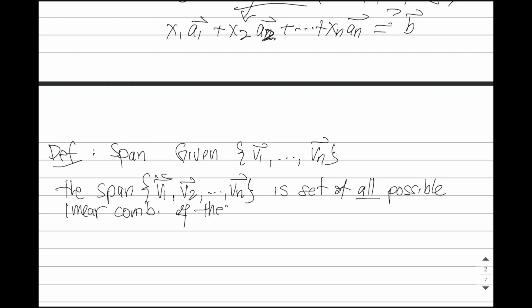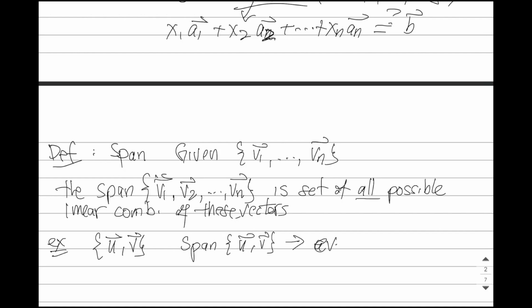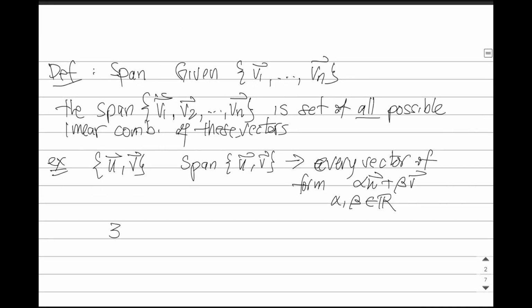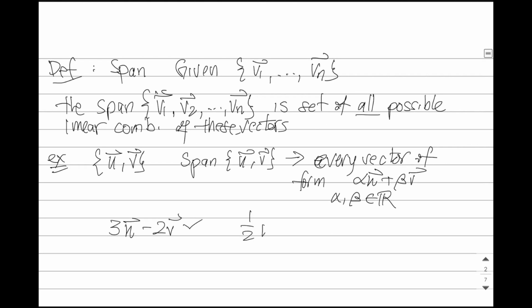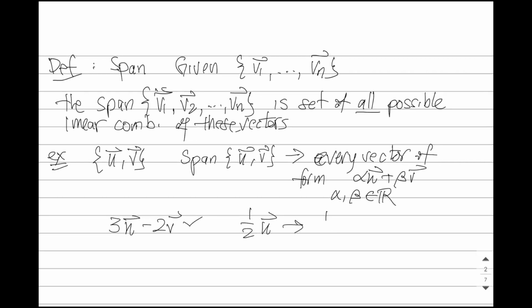Just to try to illustrate it, here is a set of two vectors, u and v, and I don't really care what they are for now. The span of u and v means every vector of the form alpha u plus beta v. Alpha and beta are some constants. So that means the vector 3u minus 2v is definitely a vector in the span of these because it's a linear combination. The vector 1/2 of u is also a linear combination.